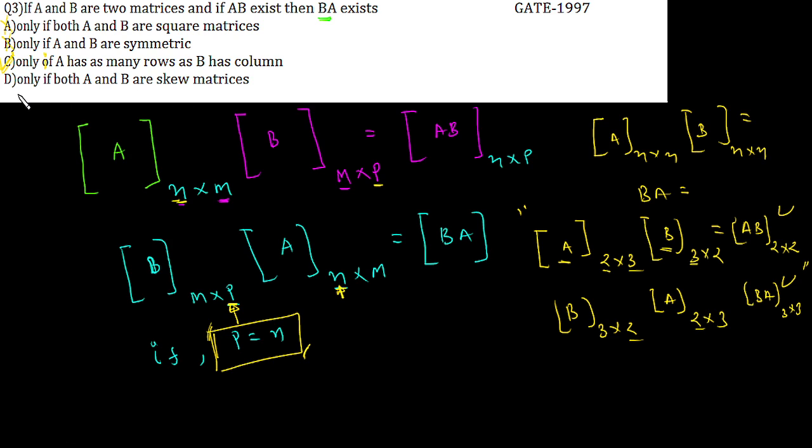Now also let's go through option D. Option D says only if A and B are skew matrices. Now here again it is not the necessary condition. You can conclude from this example that this condition is also not necessary for this BA multiplication to exist. So the only necessary condition is this C. So option C is the correct one.